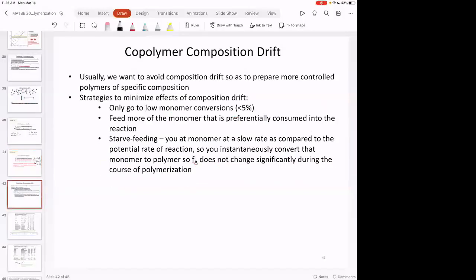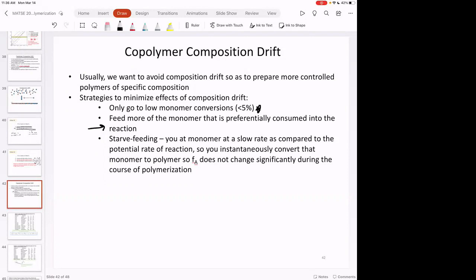All right, and so there's some ways to combat compositional drift. We can go to low monomer conversion. We can feed monomer as we go along. So if we're consuming monomer A faster than we're consuming monomer B, we just add more A as it goes. It's not like we hermetically seal up this polymerization and you can't touch it. So a lot of times in industry, they'll start a polymerization, then they'll feed one of the monomers that they need in order to get the same composition each time and keep the small FA and small FB the same, because the reactivity ratios don't change.